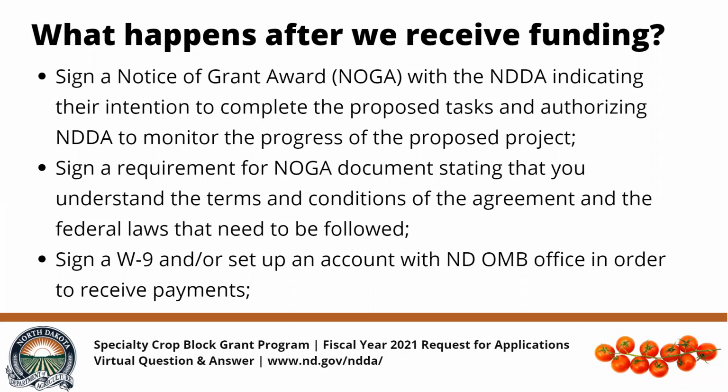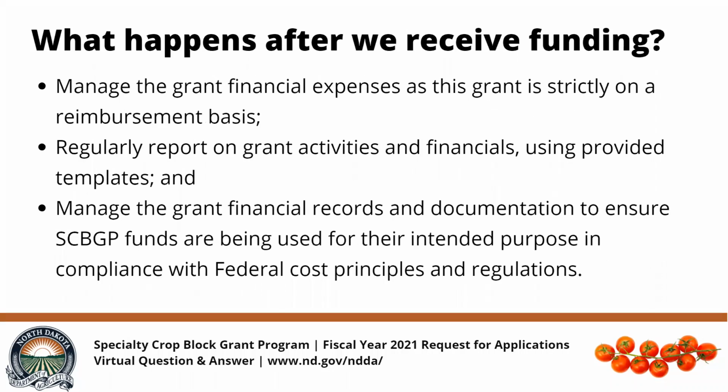Sign a W-9 and set up an account with the North Dakota Office of Management and Budget in order to receive payments. Manage the grant financial expenses, as this grant is strictly on a reimbursement basis. Regularly report on grant activities and financials using provided templates. And lastly, manage the grant financial records and documentation to ensure the funds are being used for their intended purpose in compliance with federal cost principles and regulations.